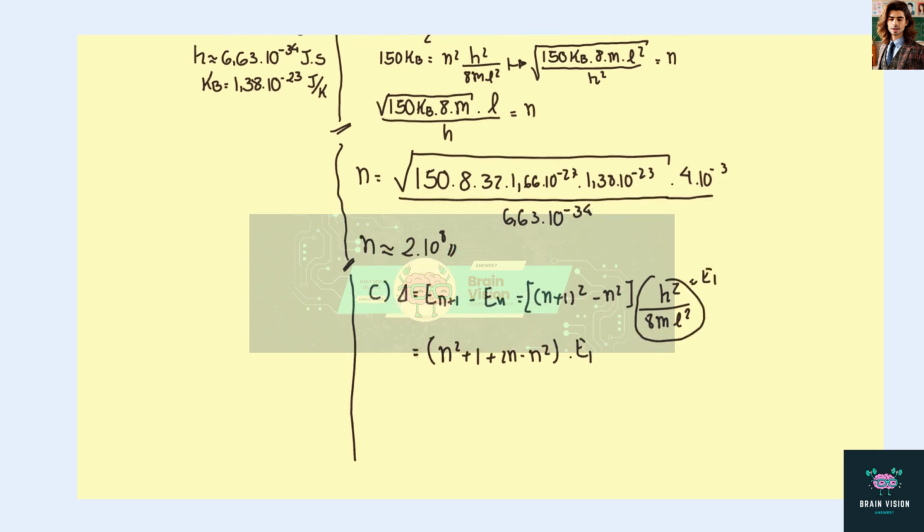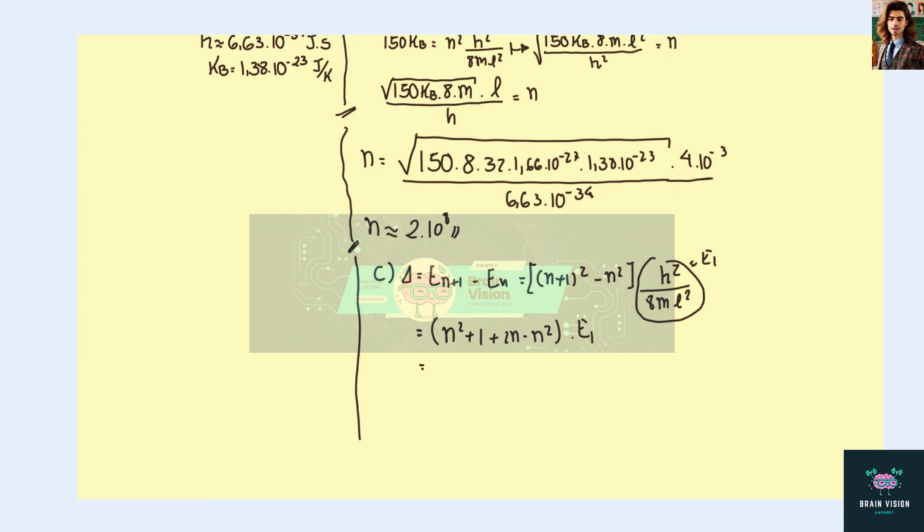So this is a simple calculation. The n squared and the minus n squared factors cancel out, and we have 2n plus 1 times U1. But if we have very large quantum numbers, then we can approximate 2n plus 1 to 2n. Therefore, the energy gap is equal to 2n times U1.